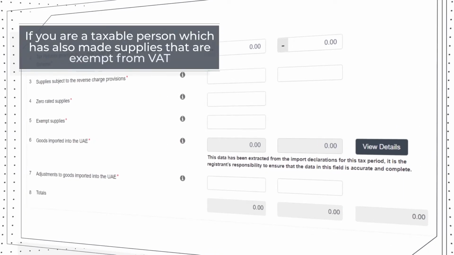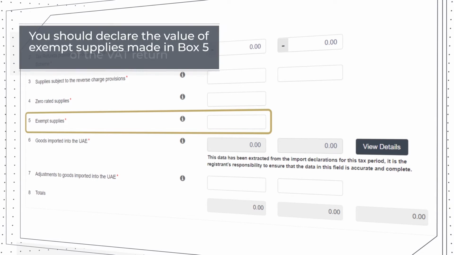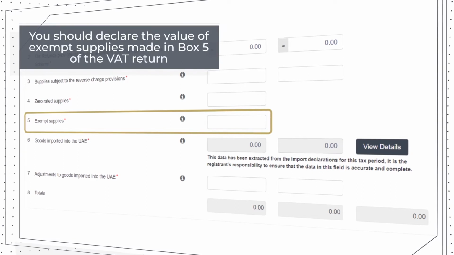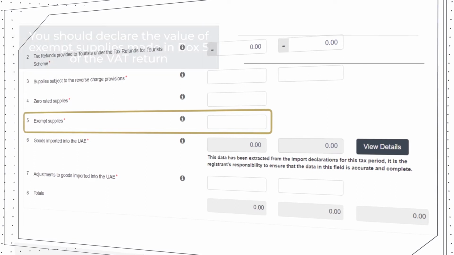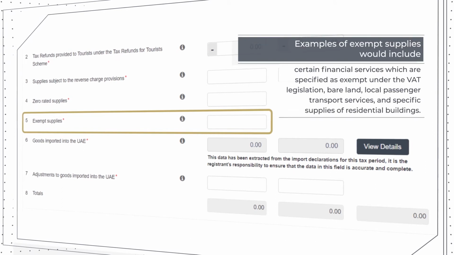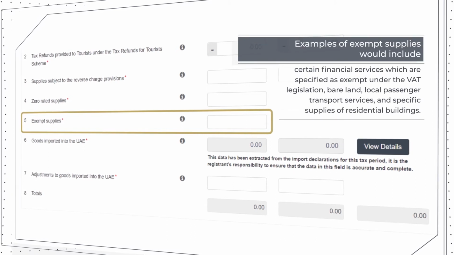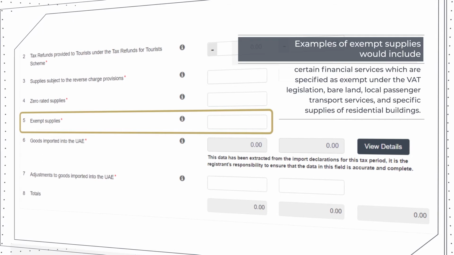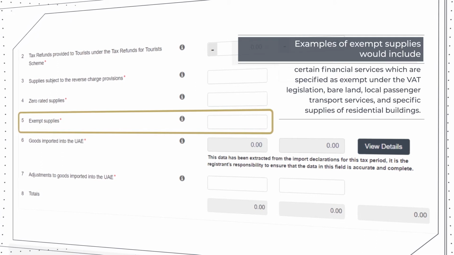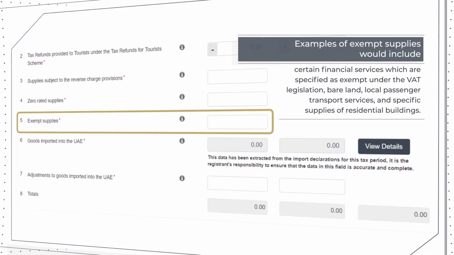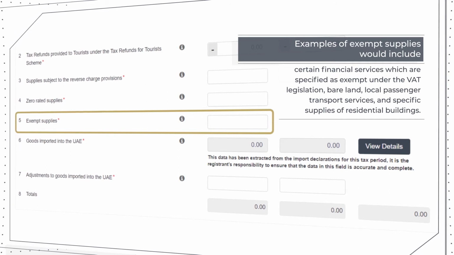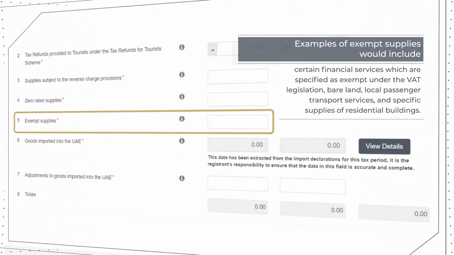If you are a taxable person which has also made supplies that are exempt from VAT, you should declare the value of exempt supplies made in Box 5 of the VAT return. Examples of exempt supplies would include certain financial services which are specified as exempt under the VAT legislation, bare land, local passenger transport services, and specific supplies of residential buildings.